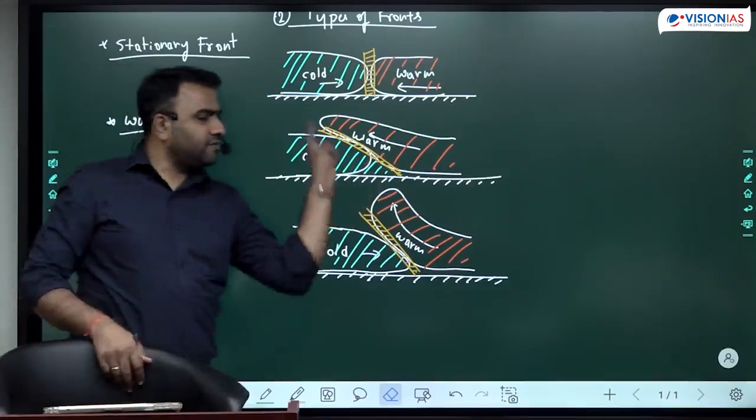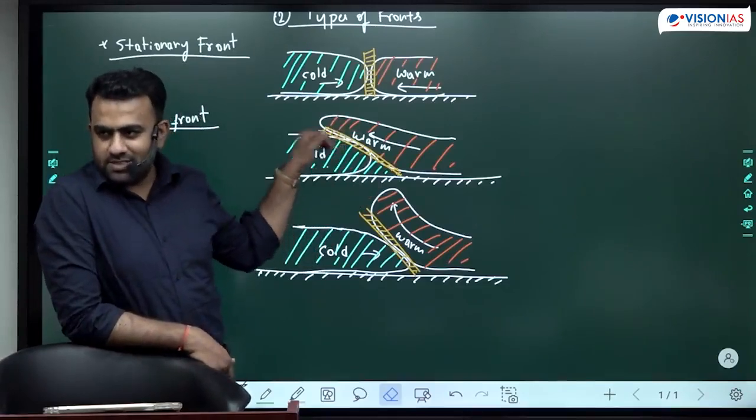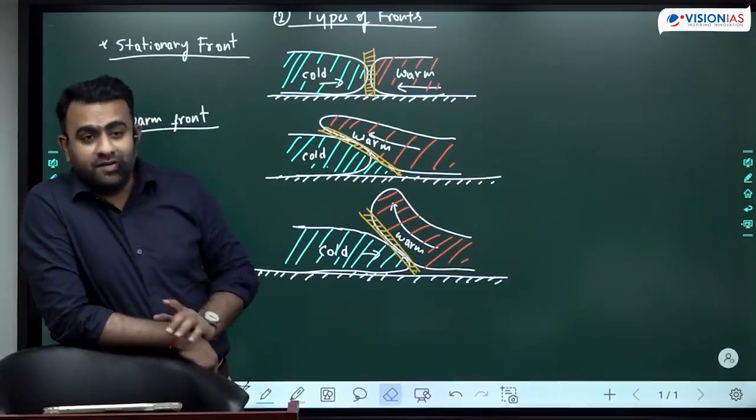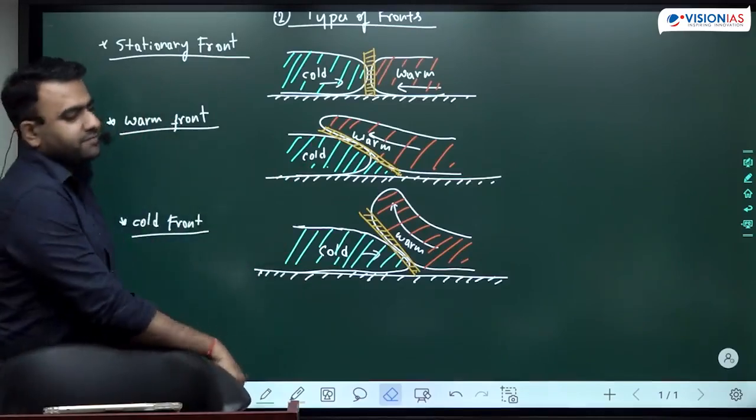The upliftment of warm air causes it to undergo condensation. As the moisture condenses, there is cloud formation and precipitation. What do we call this precipitation as? Frontal rainfall. In both the cases, there is a frontal rainfall, but the nature of rainfall is different.